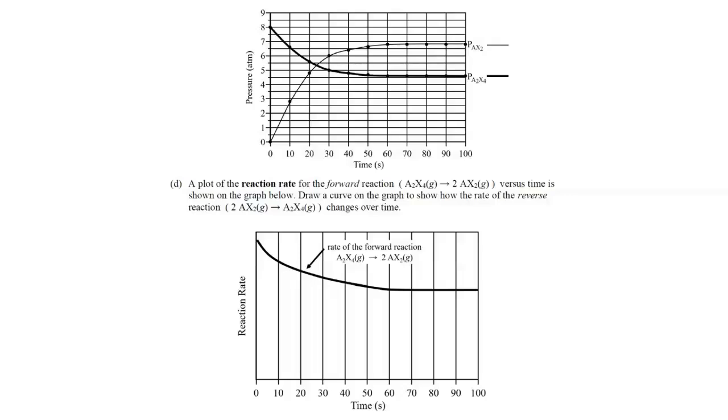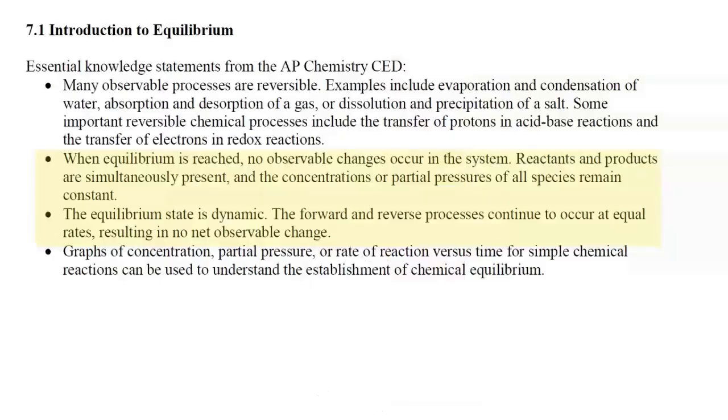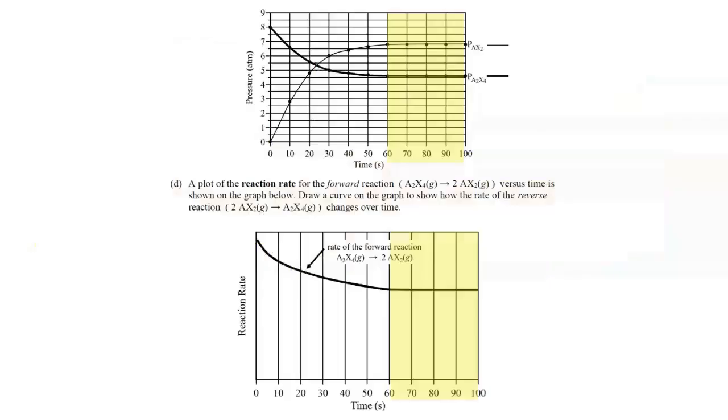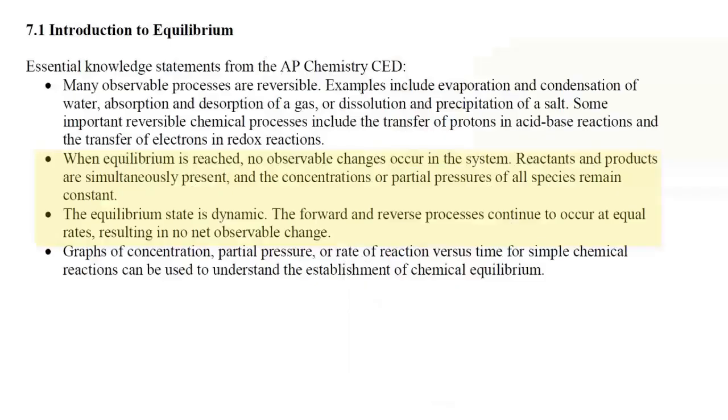Draw a curve on the graph to show how the rate of the reverse reaction changes over time. So this is the interval in which equilibrium has been achieved, between 60 seconds and 100 seconds. And the essential knowledge statement says, when equilibrium is reached, no observable changes occur in the system. That's what we can see on the top graph on this slide. But then that other essential knowledge statement says, the forward and reverse processes continue to occur at equal rates.